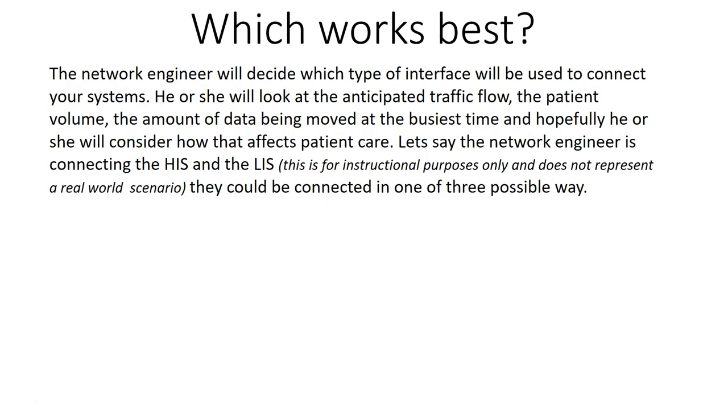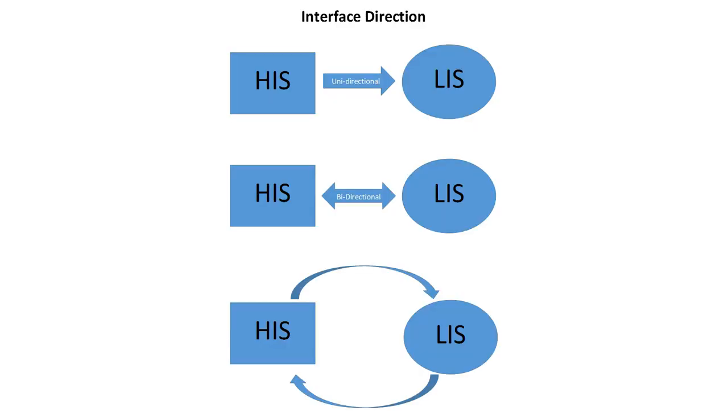Which works best? The network engineer will decide which type of interface will be used to connect your systems. He or she will look at the anticipated workflow, the patient volume, the amount of data being moved at the busiest time, and hopefully he or she will consider how that affects patient care. Let's say the network engineer is connecting the HIS and the LIS. Note, this is for instructional purposes only and does not represent the real way a HIS and a LIS would be connected. They could be connected in one of three possible ways.